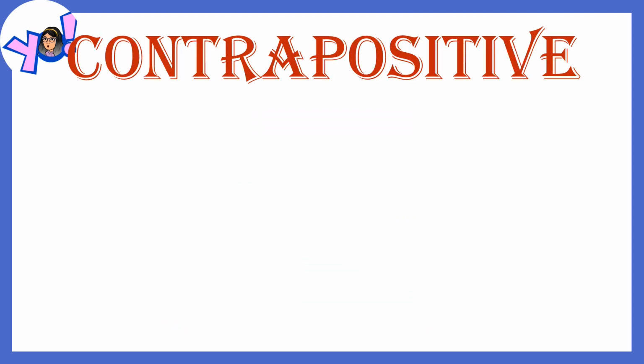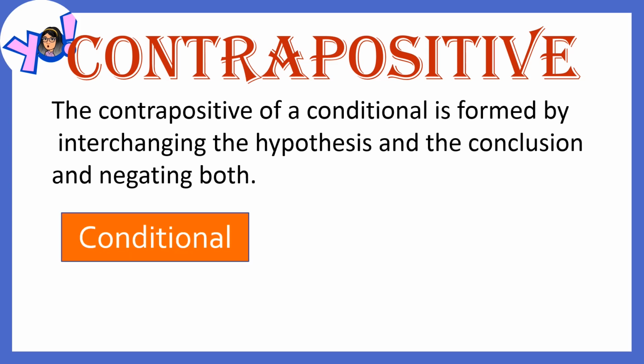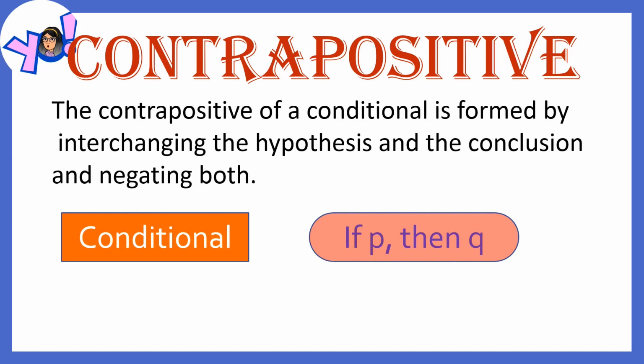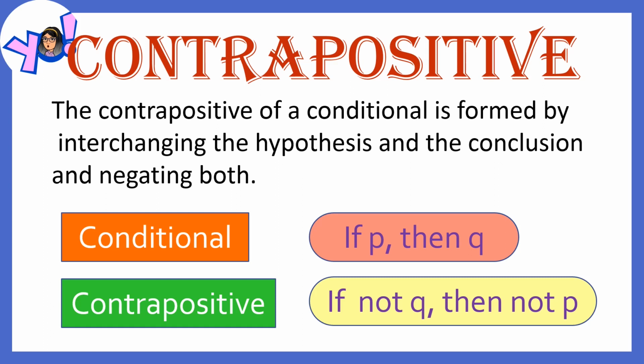Dumako naman tayo sa contrapositive statements. So, ang contrapositive ng isang conditional ay nabubuo sa pagpapalit ng posisyon ng hypothesis at ng conclusion at pag-negate sa kanilang dalawa. So, kung ang conditional statement natin ay if P, then Q, para sa ating contrapositive statement, magiging if not Q, then not P.